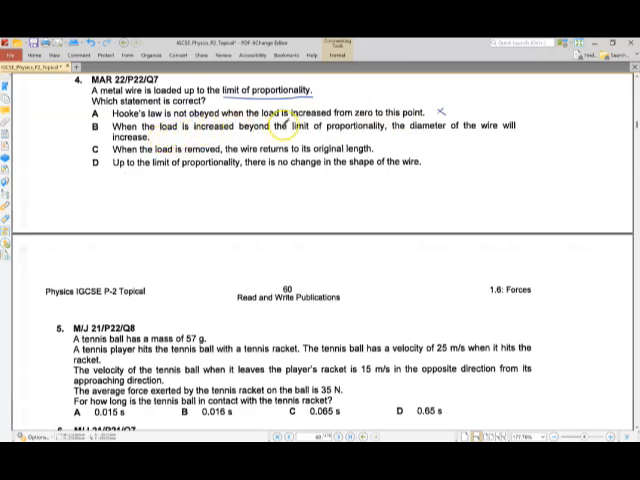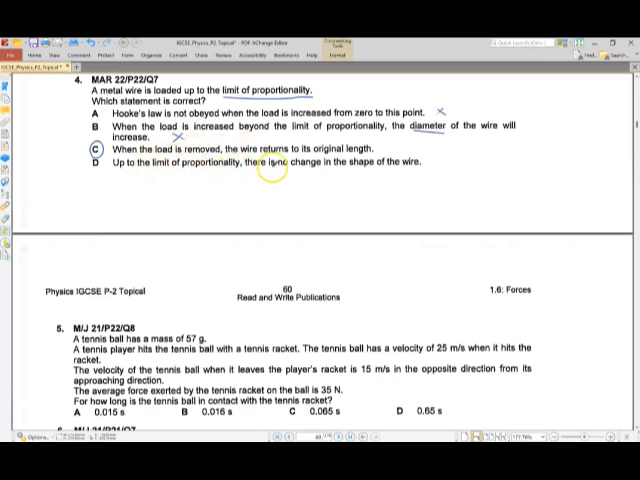Option B: when the load is increased beyond the limit of proportionality, the diameter of the wire will increase. The load beyond proportionality has nothing to do with the diameter of the wire. It has to do with the length of the wire. So option B is not correct. Option C: when the load is removed, the wire returns to its original length. Yes, option C is correct because the limit of proportionality hasn't been reached yet, meaning it hasn't been crossed. So when the load is removed, the wire will return to its original length.